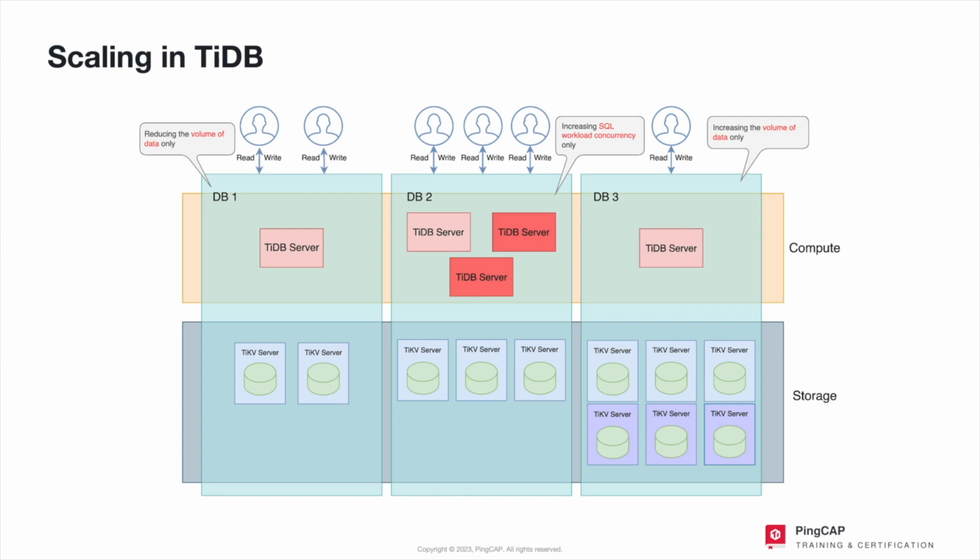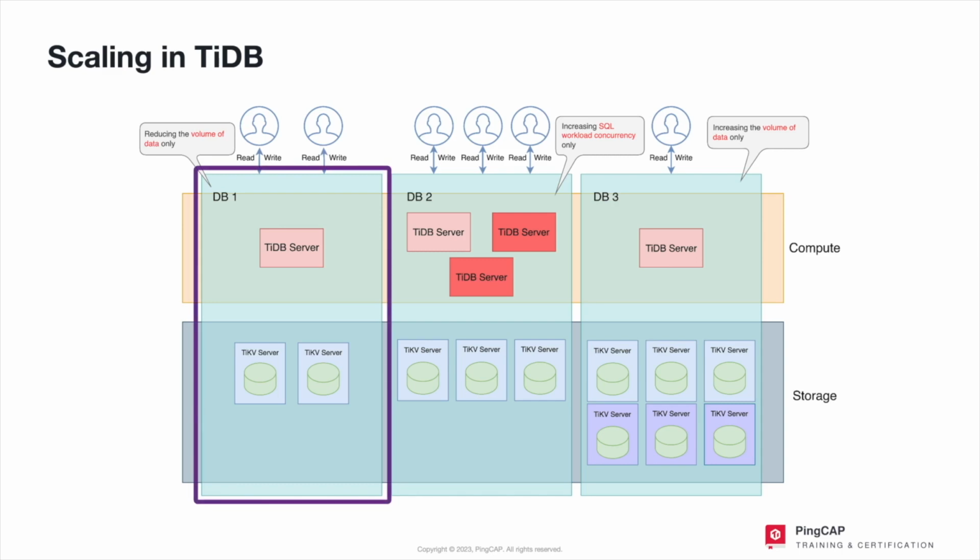If we are constrained on the compute side, we add TiDB servers. If we are constrained on the storage side, we add TiKV nodes. The opposite is true too. If we have excess compute capacity, we can remove TiDB server nodes. If we have excess storage capacity, we can remove TiKV nodes. Once again, let's talk about the load variability among our three tenants that we discussed previously. So recall our previous discussion about DB1. Its data volume is decreased to 1/3 its original size.